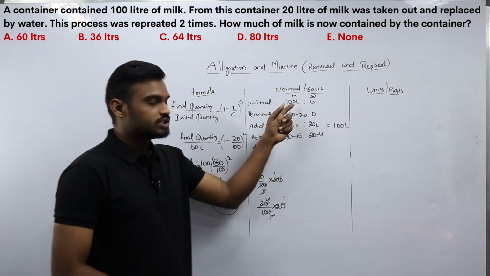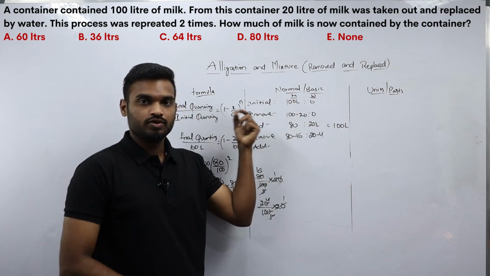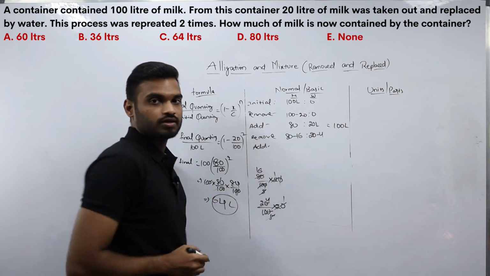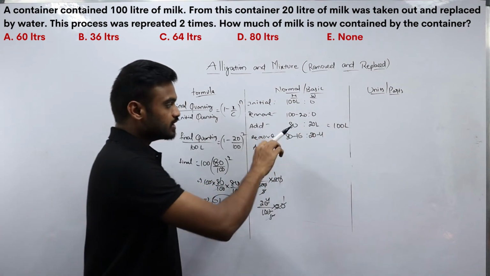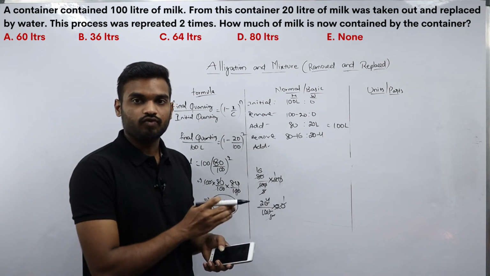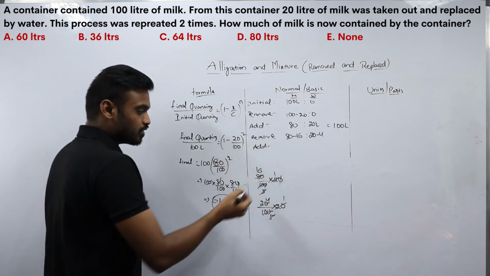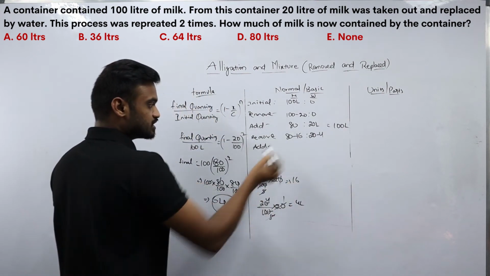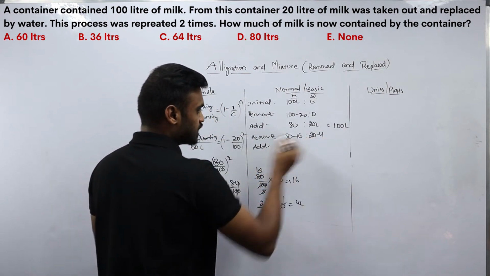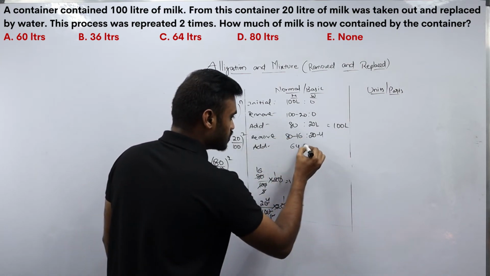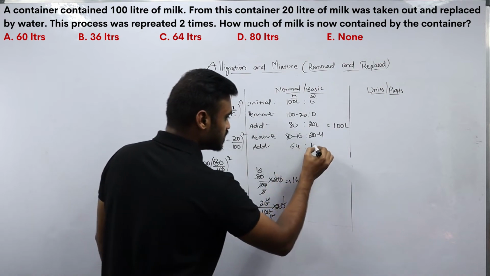See here, initially the total quantity itself is milk, there is no mixture here. But now there is a mixture of milk and water. That's the reason we need to find out, in this removing of 20 liters, what is the quantity of milk being removed and also what is the quantity of water being removed. Milk is removed by 16 liters and water by 4 liters. So 80 minus 16 is 64, and 20 minus 4 is 16 liters.